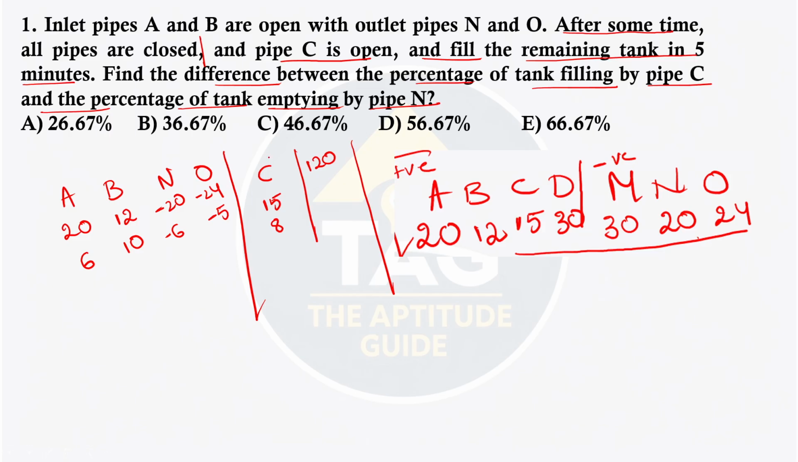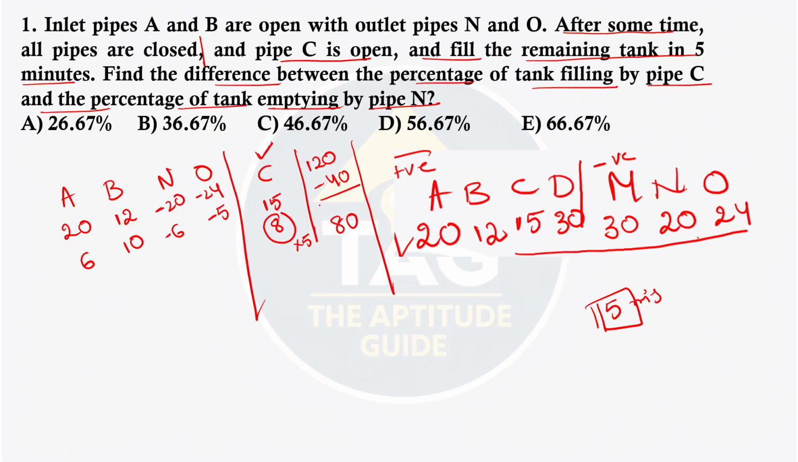Now, how much time is C alone active? 5 minutes. Per minute, C can fill 8 units and C is active for 5 minutes. So the amount of work done by C will be 40 units. So out of 120, C is active for 5 minutes and the amount of work done by C alone is 40 units. So the remaining work is 80.